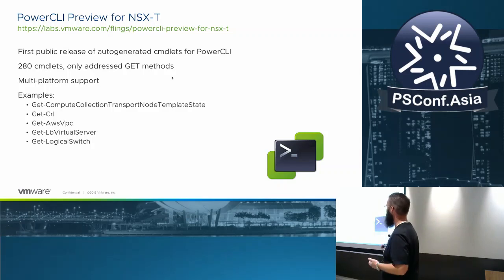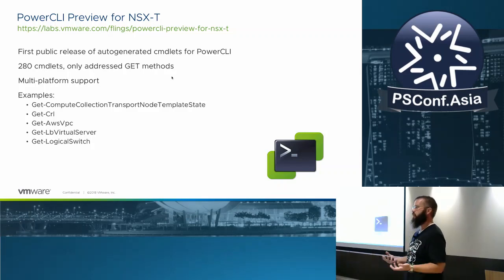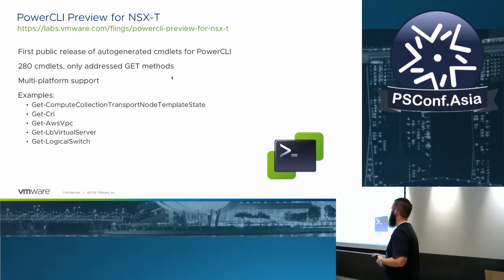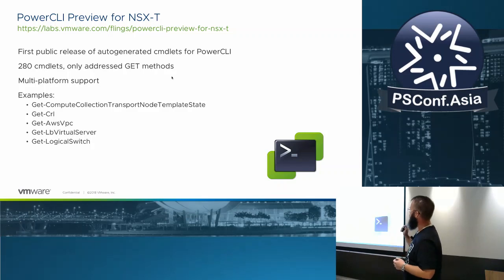So this is our first iteration going down this path. We've got 280 different commandlets just covering the gets. So again, this is something that takes time away from our engineers being focused on creating stuff, and makes this a whole lot easier for them so that we can get stuff out into the public. We were able to add in multi-platform support, so macOS, Linux, you're all set. However, some of the output leaves some things to be desired. So if you'll notice our first commandlet right here, nobody wants to type that. Tab complete is awesome, but nobody wants to type in Get-ComputeCollectionTransportNodeTemplateState. I don't even like saying that.